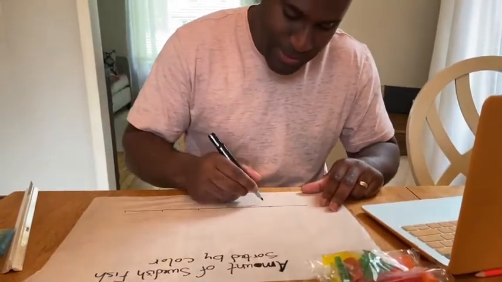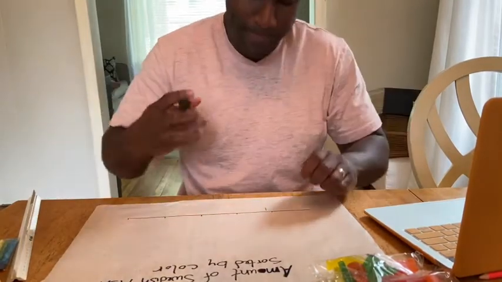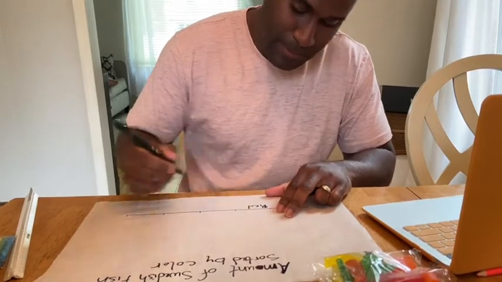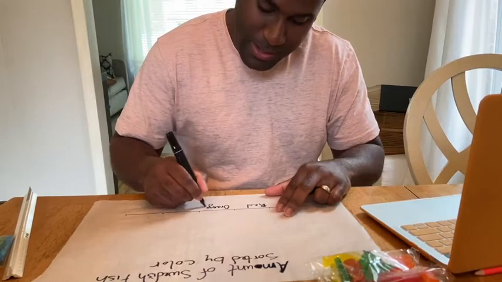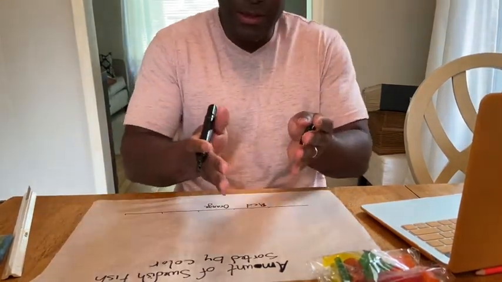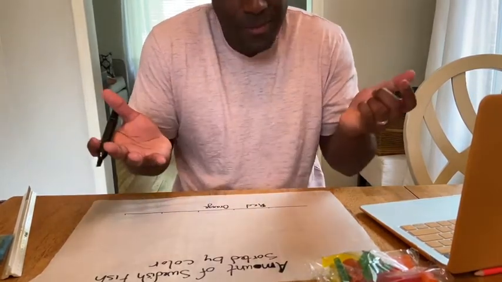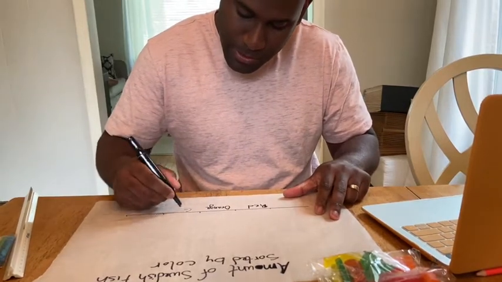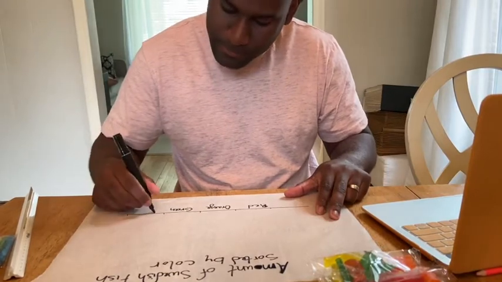So I'm going to do red first, because I think that that's going to be the most. Red. I'm going to do orange. Now what you want to do is space them out so that you can read the graph clearly. If you put all the titles together, smushed up, you might not be able to read it. Red, orange, I'm going to do green, and I'm going to do yellow.